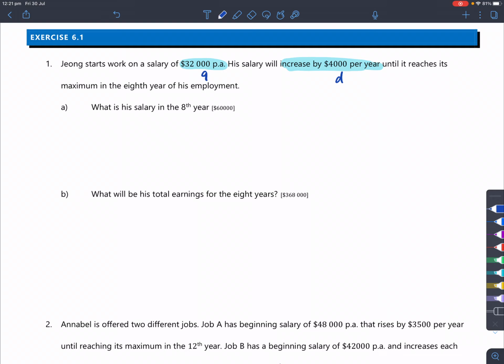We're going to find out term 8. So Tn, remember, is A plus (n minus 1)d. N is 8, where it refers to the 8th year. A is going to be $32,000 plus (n minus 1), which is 8 minus 1, times d, which is 4,000. Now this would total $60,000. So in the 8th year he should get $60,000 given that increase.